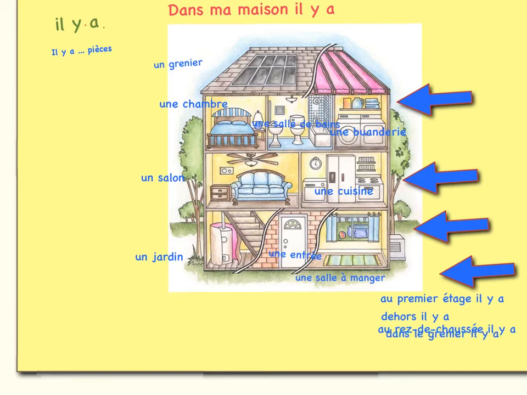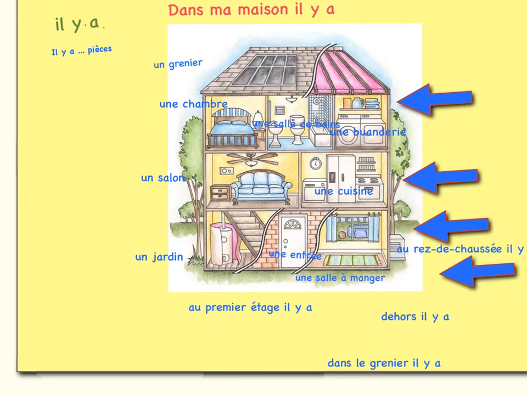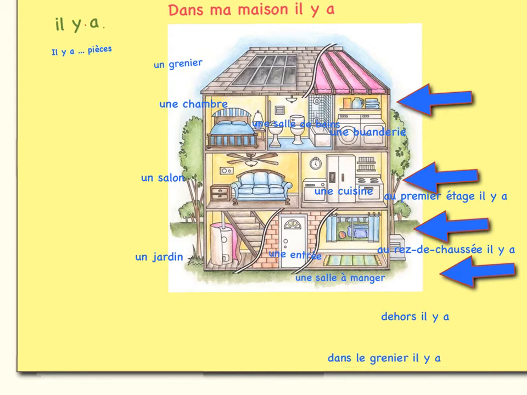Okay, we also want to say what floor some of our rooms are in. So, ground floor is au rez-de-chaussée, au rez-de-chaussée. So, your sentence to say on the ground floor there is a dining room would be au rez-de-chaussée il y a une salle à manger. Right, on the first floor, au premier étage. Au premier étage, il y a. On the first floor, there is.